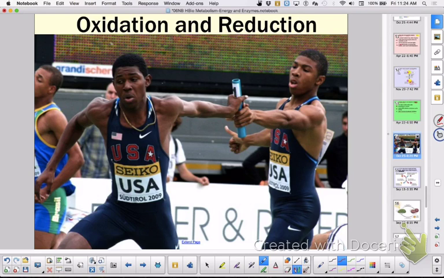Let's talk about that. How many valence electrons does hydrogen have? 1. Is hydrogen a happy molecule? No. Why isn't hydrogen happy? Yeah, for that first energy level, he needs how many? 2. So hydrogen tends to do what with his electrons? He can either share them or give them up entirely. Share or give them up.